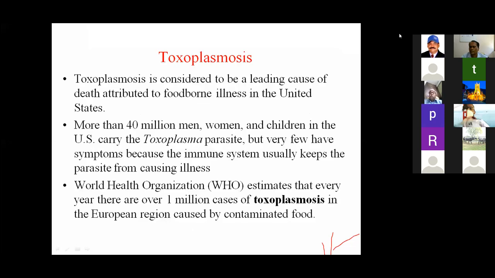Toxoplasmosis is considered to be the leading cause of death attributed to foodborne illness in the United States. More than 40 million men, women, and children in the US carry the Toxoplasma parasite, but very few have symptoms because the immune system usually keeps the parasite from causing illness. WHO estimates that every year there are over 1 million, that is 10 lakh, cases of toxoplasmosis in the European region caused by contaminated food.